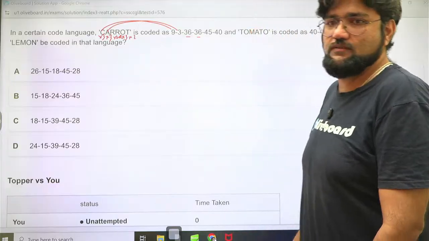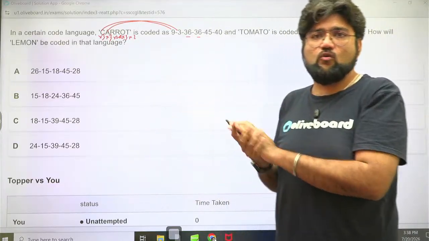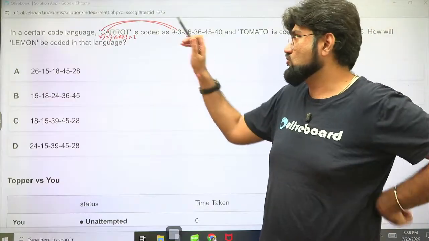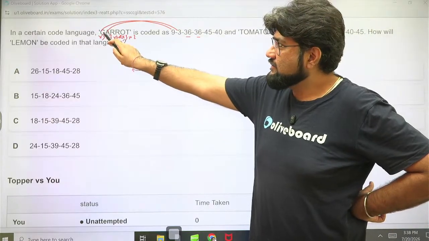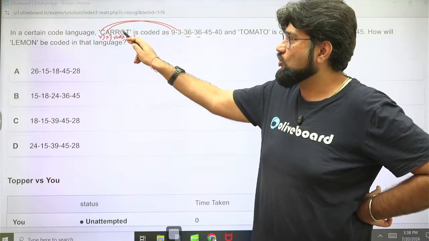What is this logic? Now see, I have told you to always have an algorithm for coding, decoding based questions. Here if you observe the question, single digits you will feel that they are multiplied by 3, but 15 also, O also is a single digit.